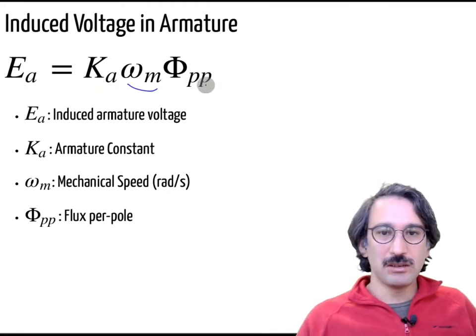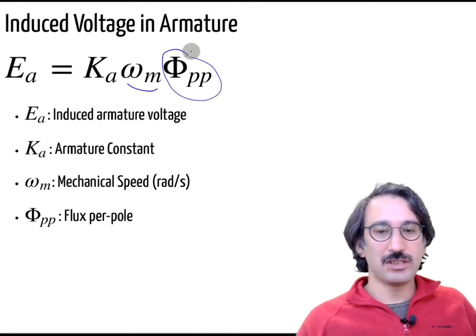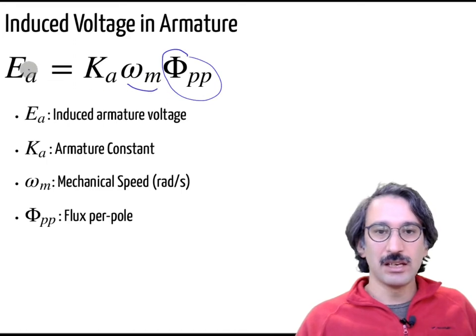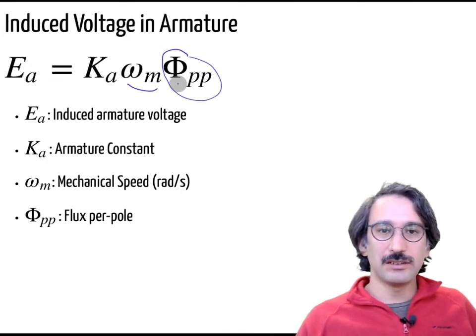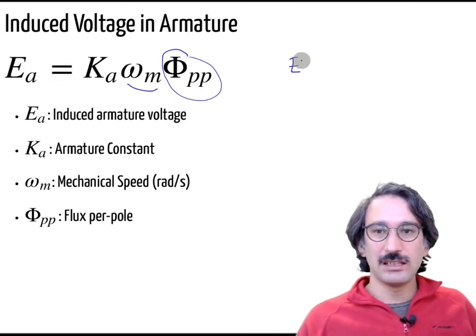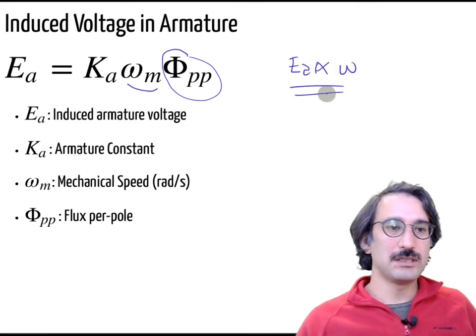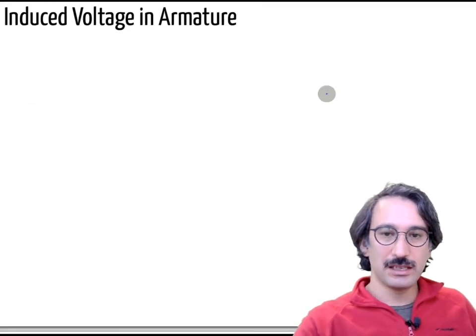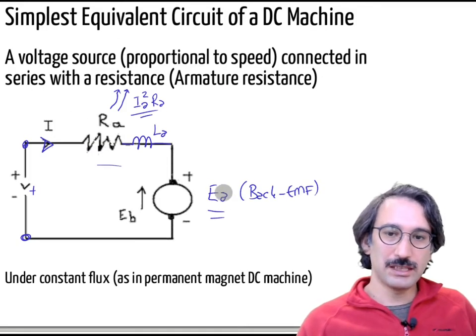The important thing you need to remember, again, is that flux can be generated by a separately excited winding or a series winding. But if they are working under constant flux, then we can say EA is proportional to speed. The higher the speed, the higher the back EMF in that waveform. So that EA is here.